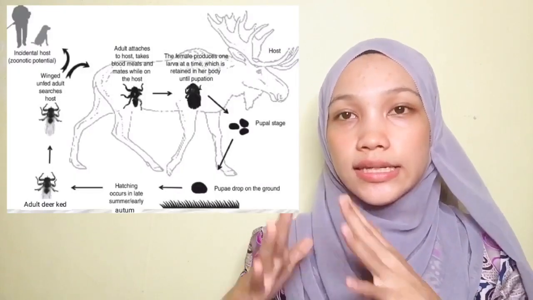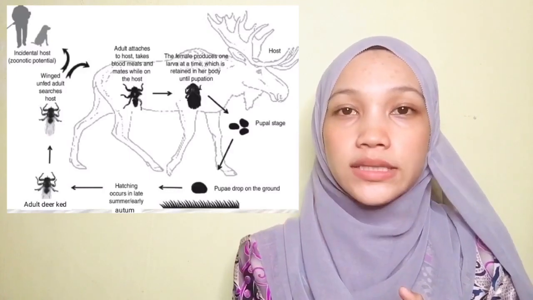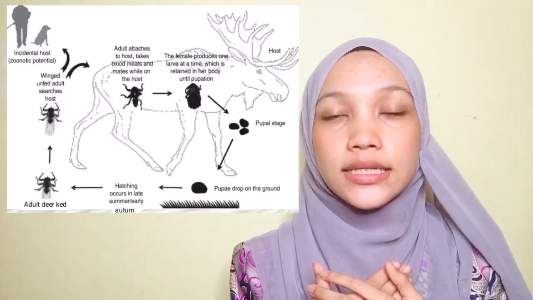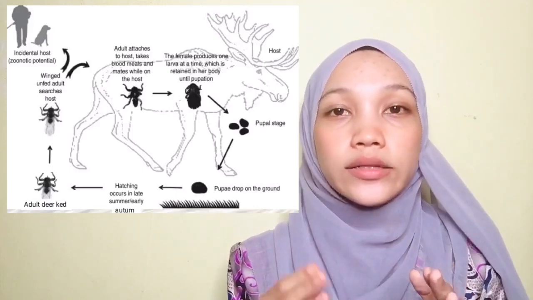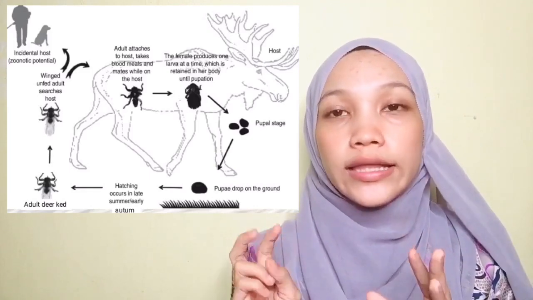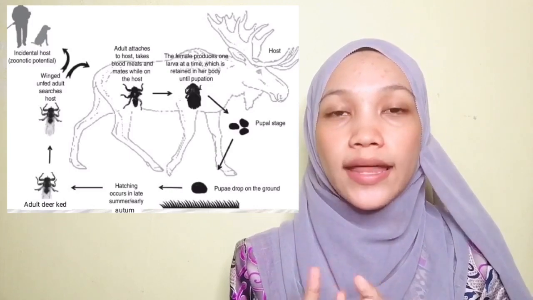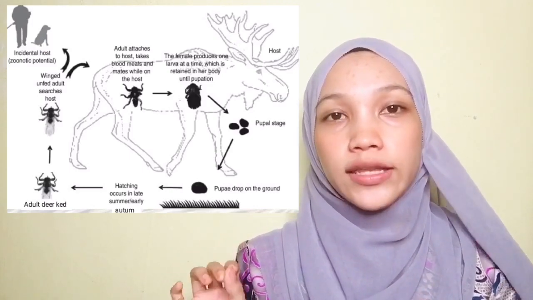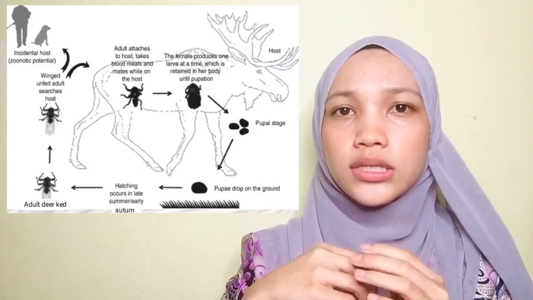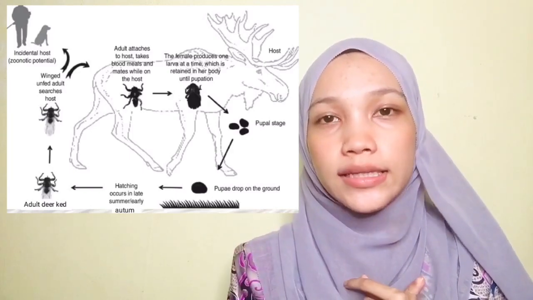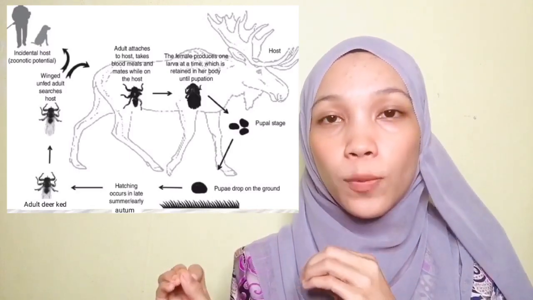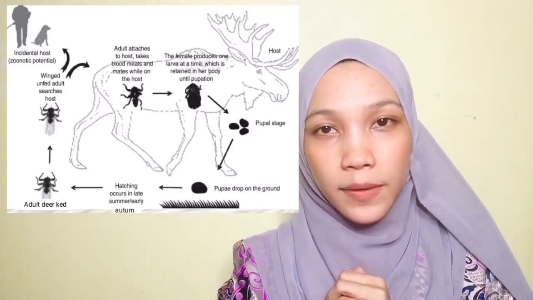As you can see, this is the life cycle of the deer ked. From the larval stage, it will become a pupa and drop on the ground, and hatching occurs in late summer or early autumn, and it will become an adult deer ked. After that, the winged unfed adult deer ked will find the host. There are two types of host, the incidental host and the host animal. The host animal is the reindeer. The adult attached to the host takes blood meals and mates on the host. The female produces one larva at a time, which is retained on her body until pupation and then becomes a pupal stage again, and the cycle is repeated.